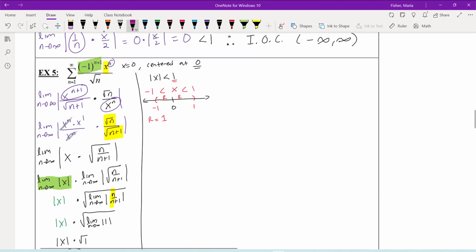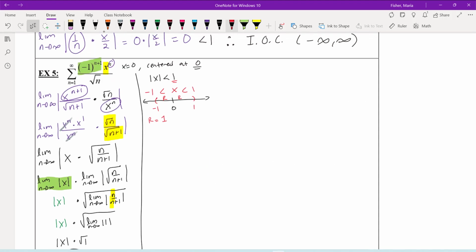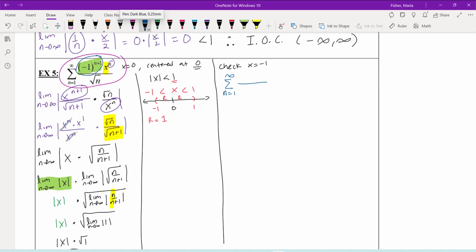When we're checking them, what we do is we plug in those numbers into the given. So we're going to start by checking x equal negative 1. If I'm checking x equal negative 1, I end up with the sum from n equal 1 to infinity of negative 1 to the n plus 1, and then instead of x, I say negative 1 to the n because, again, instead of x, I'm plugging in a negative 1, and then it's still all over the square root of n.